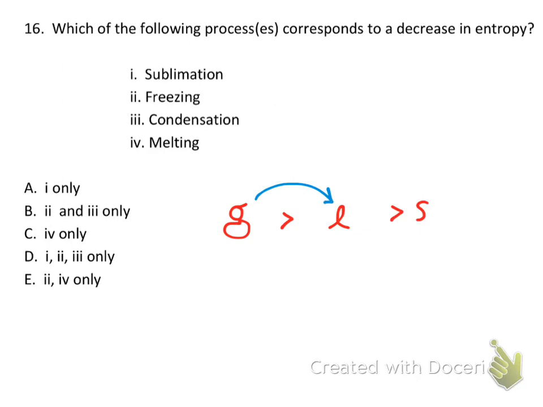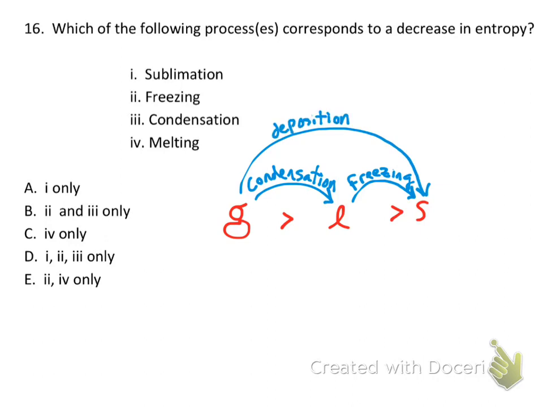That process is known as condensation. A liquid to a solid. That process is known as freezing. And then finally, a gas to a solid. That process is known as deposition. So all three of these processes lead to a decrease in entropy. So freezing, check. Condensation, check. 2 and 3 only.